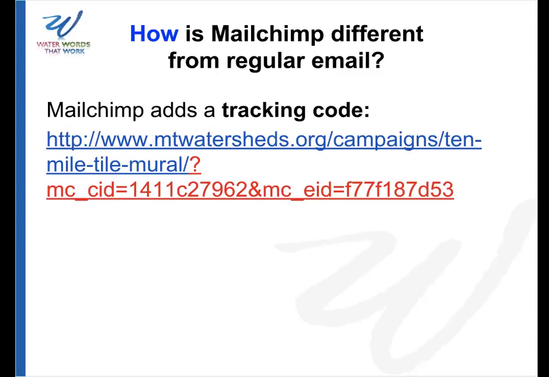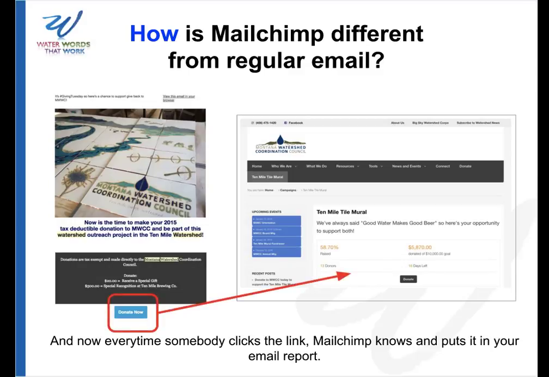Now when we send that email out of Mailchimp, Mailchimp's going to automatically add a tracking code. That's what you see there in red. It starts with a question mark, and then it's a bunch of gobbledygook that doesn't make any sense. But here's why Mailchimp does that. Now, whenever anybody clicks on the button that has that link, Mailchimp's going to know about it, and they're going to put it in a report.